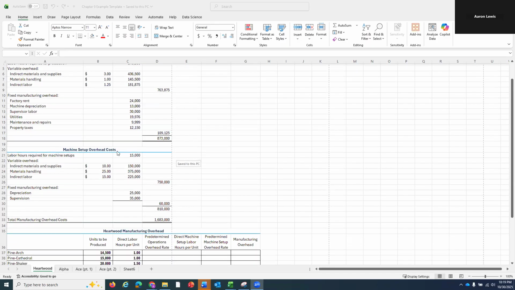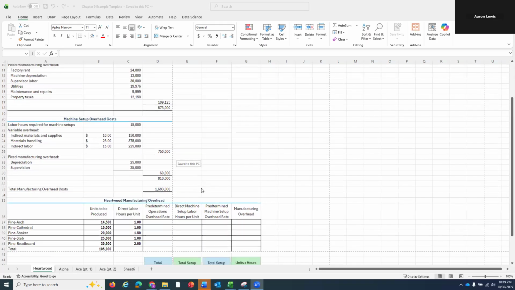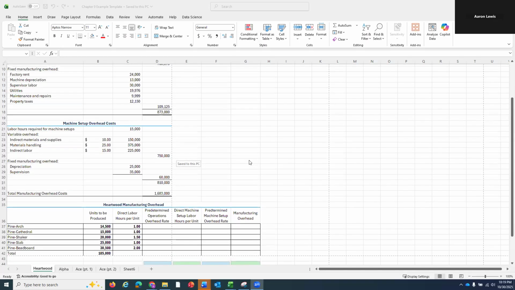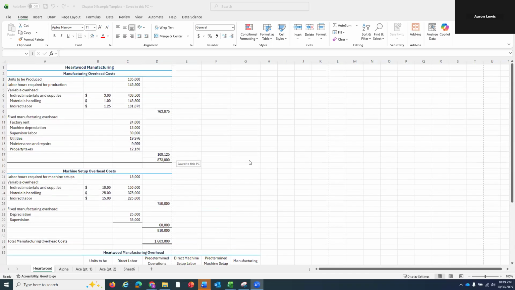And then they also have their machine setup overhead. Their machine setup overhead contains things like materials handling, indirect materials, etc. They're going to base how they allocate this one upon the number of hours required, not for operations, but for machine setups. This question is tasking us with figuring out, based upon this information, how much overhead we are going to allocate. Well, let's go through and crunch the numbers that we have right here.